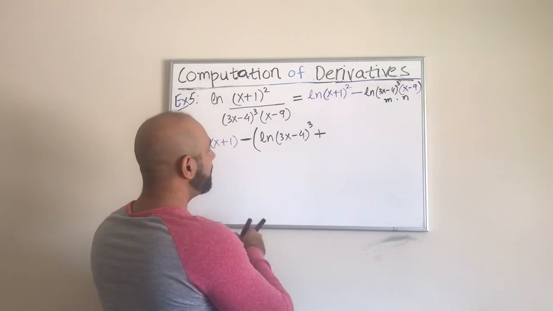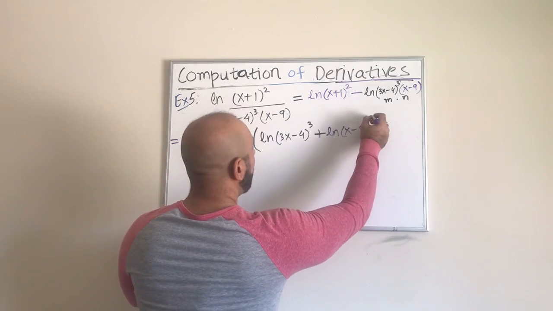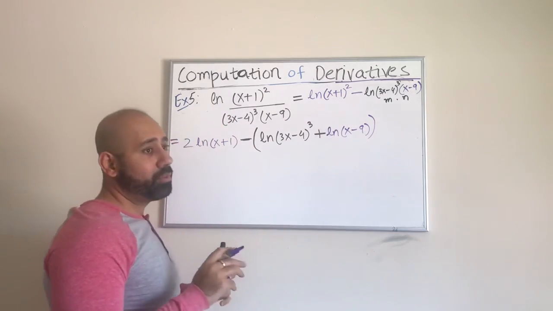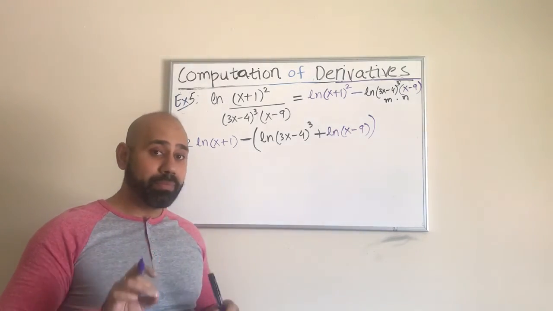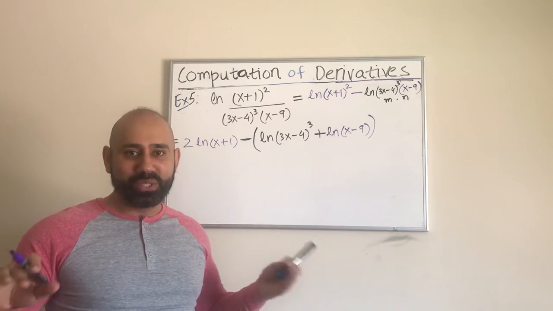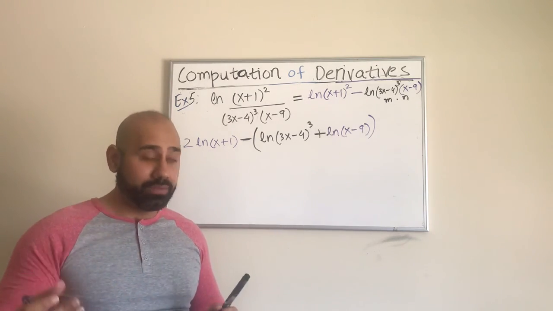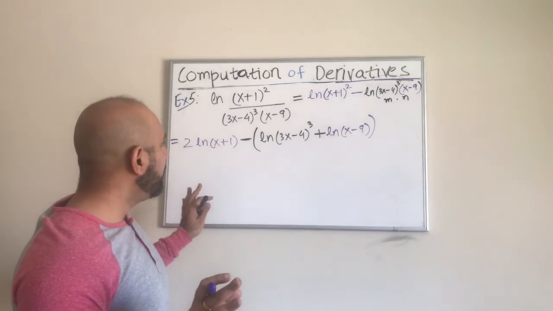And then the second term is going to be ln of x minus 9. So guys, we are not applying or doing any derivatives yet. We are just using the basic properties to simplify this expression. Once we simplify, or we're exhausted with using all the properties, then we will start using the rules for the derivatives. Now let us look at each individual piece.